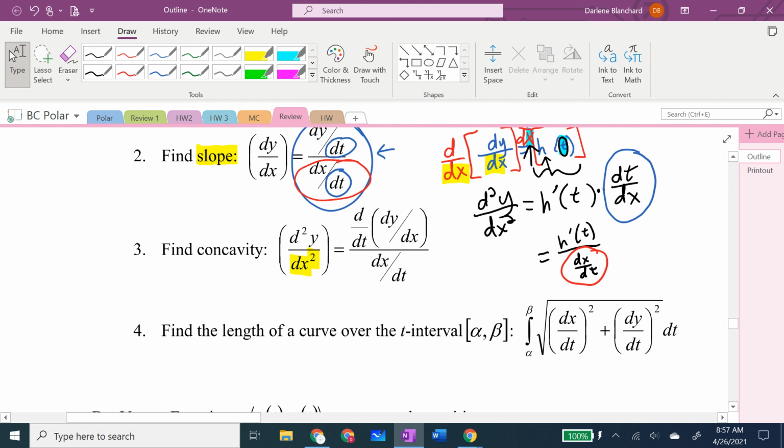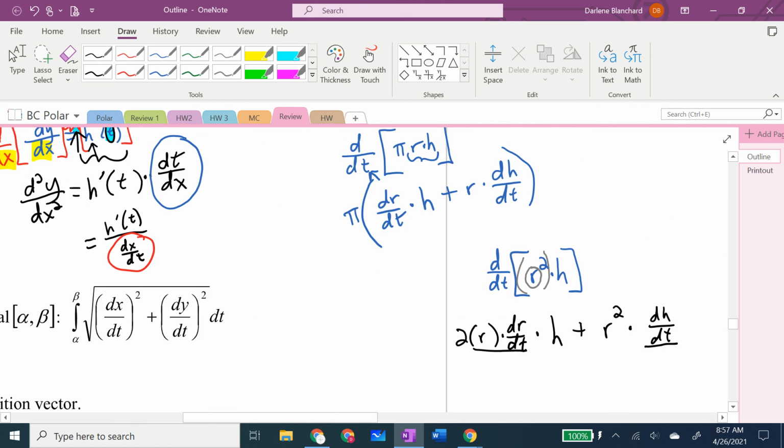Finding the length of a curve. The parametric formula is actually the easiest one, but do you remember the formula for length of curve if you have a y equals f of x?